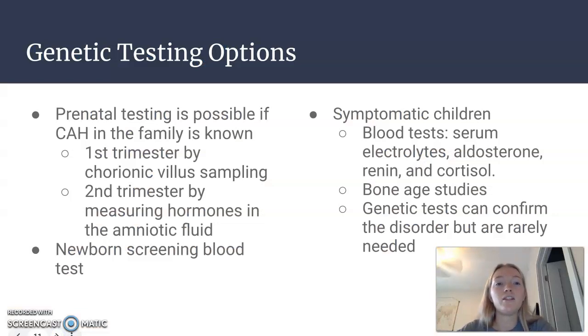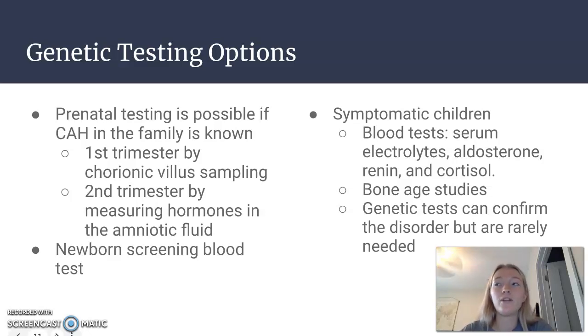And there are a couple genetic testing options. So if there's known CAH in the family, you can do prenatal testing, and in the first trimester, it'd be chorionic villus sampling. Second trimester is measuring hormones in the amniotic fluid through amniocentesis. And then required by every state, now they have the newborn screening blood test that does test for rare genetic disorders, and CAH is one of those. So even if it isn't known in the family, the newborn will still get tested for it.